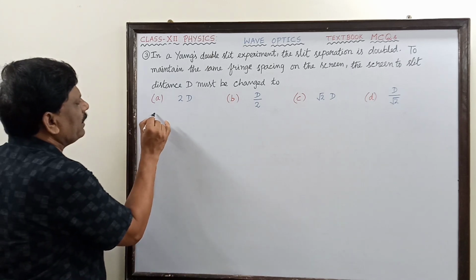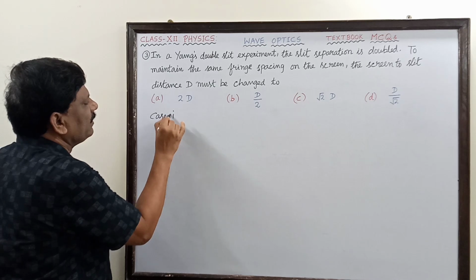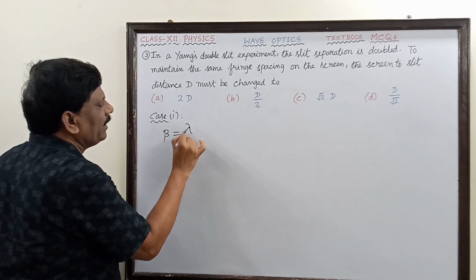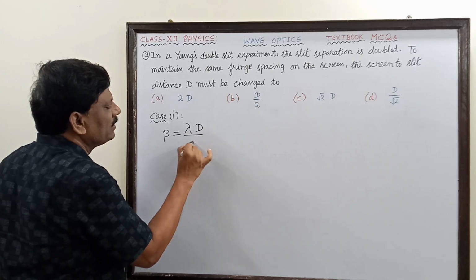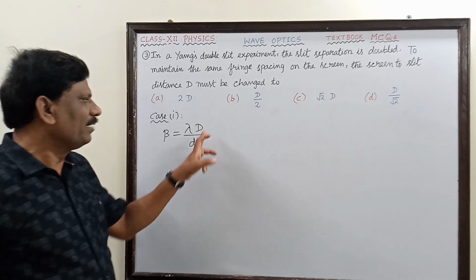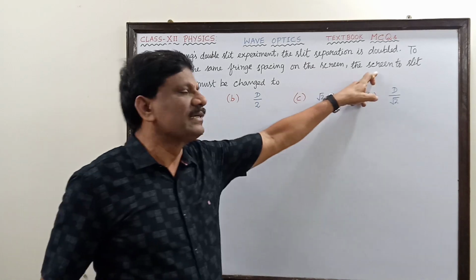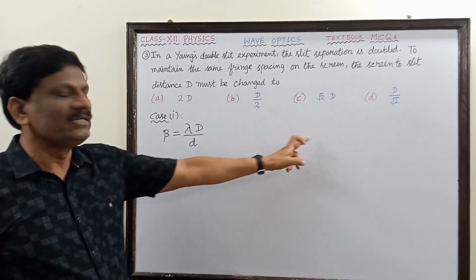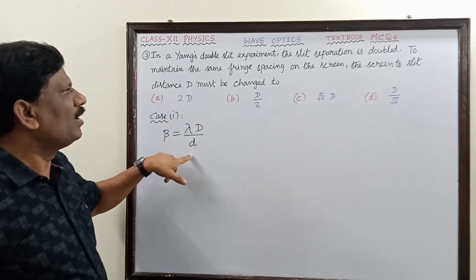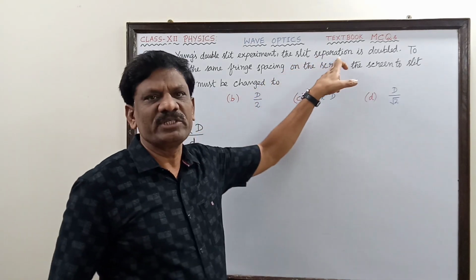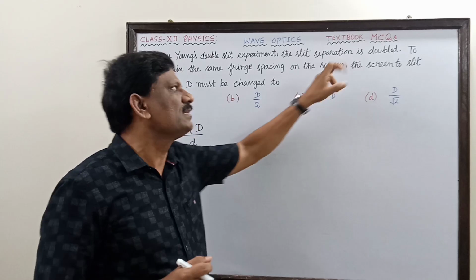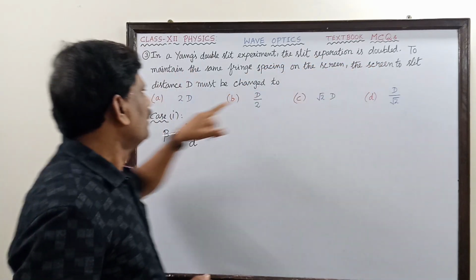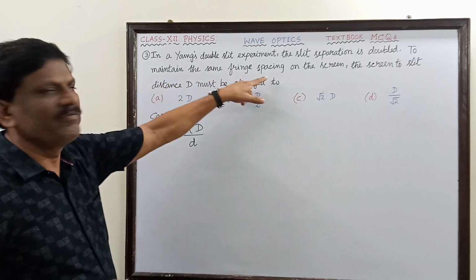So first case 1, in the first case, the fringe spacing is given by beta is equal to lambda into capital D divided by small d. So here capital D is what distance? Screen to slit, okay? From the double slit to the screen distance. And what is small d? That is the slit separation, the separation distance between the two slits. Now which is doubled here, the slit separation is doubled, okay? And to maintain the same fringe spacing.